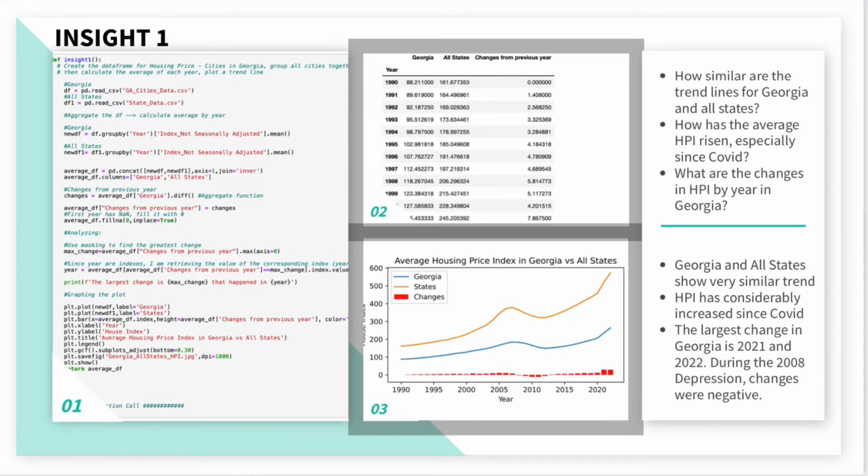Further, we use the diff function to find the change in house price index of Georgia every year, which is the difference between the later year and the previous year. This analysis is visualized by the red bar graph.